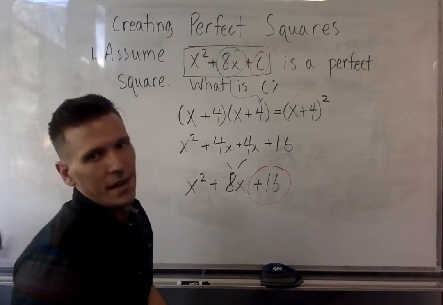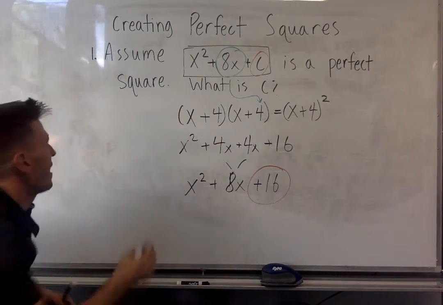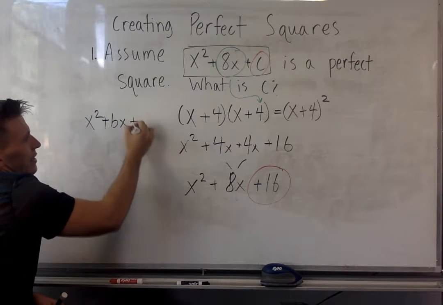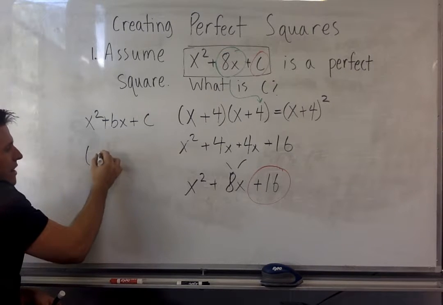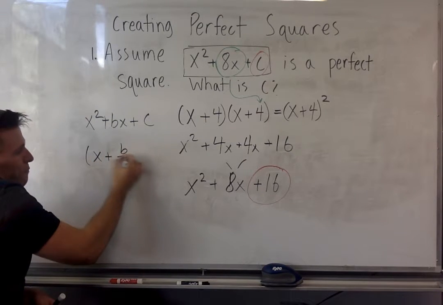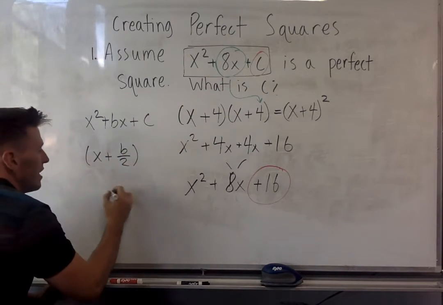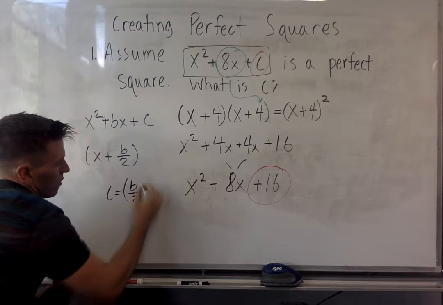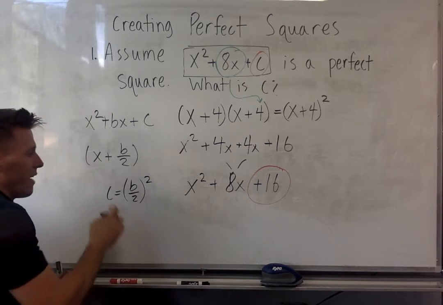The formula that teachers often teach is basically this. If you have some format of x squared plus bx plus c, then this middle term, b, could be factored into x plus b over 2. Half of 8 was 4. And then c would be equal to b over 2 squared. In this case, b over 2 was 4, squared. And 4 times 4 is 16.